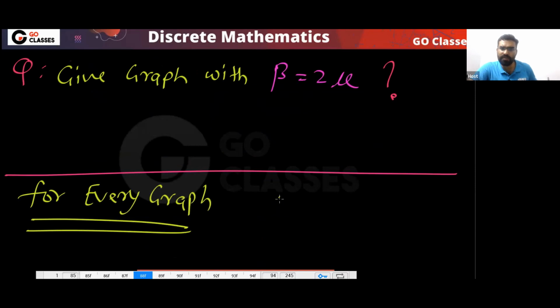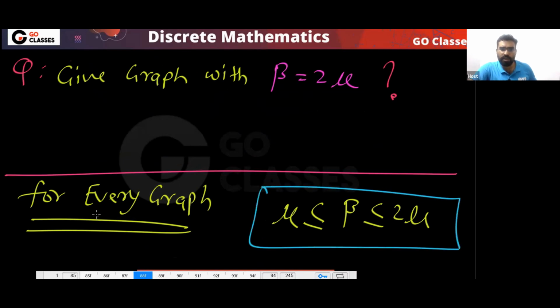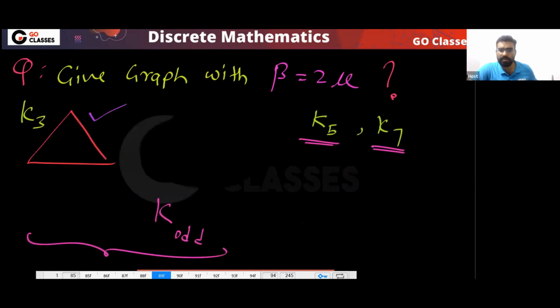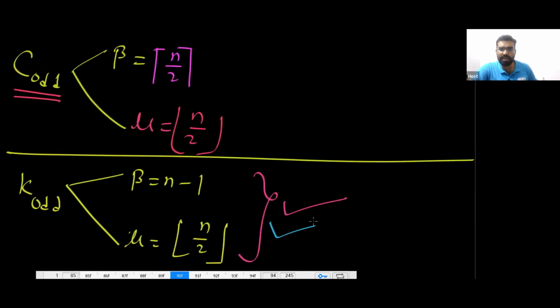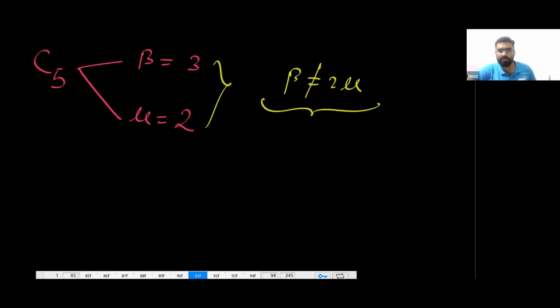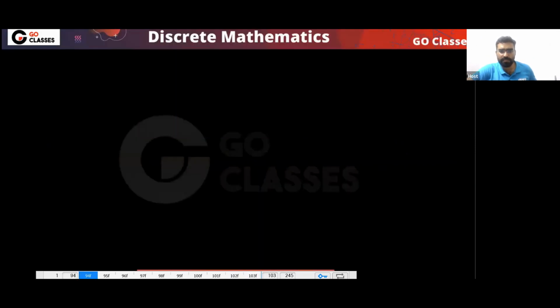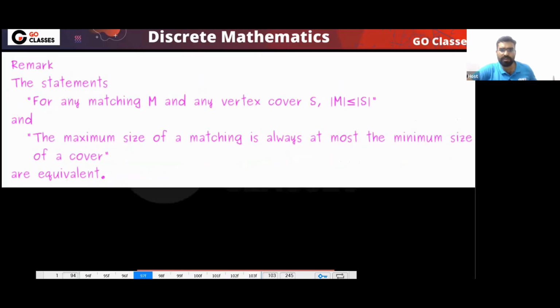For every graph, this will always happen. For this, you don't have to apply your brain. I am asking when they will be equal. This is what I am asking. So they will be equal when you have K odd. For K odd, this will happen. Okay, very simple. So all these points we have seen.